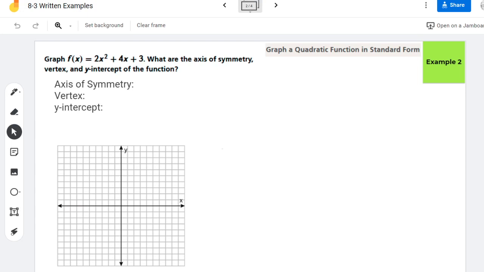In today's video, I'm covering example 2 from lesson 8-3 in the SavvasRealize Algebra 1 textbook. The goal of today's video is to graph a quadratic function in standard form.